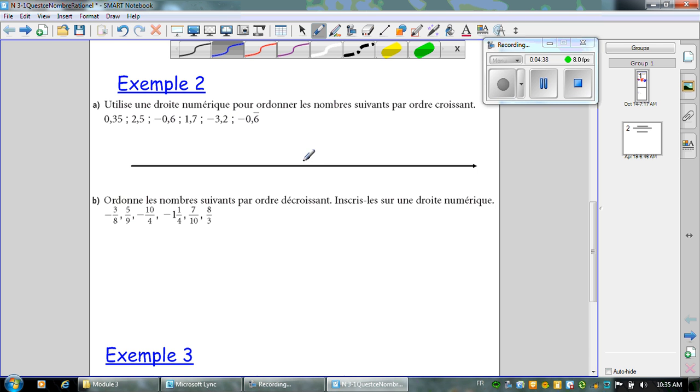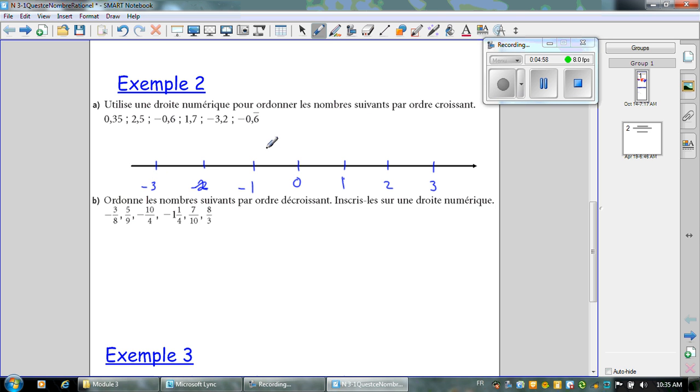So we can even do jumps of 1. Let's say 1, this would be 2, 3 over here, negative 1, negative 2, negative 3. And we can just place these numbers on the number line. So let's do it. Let's start with this one.